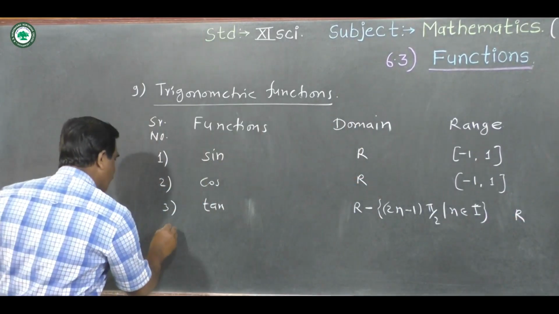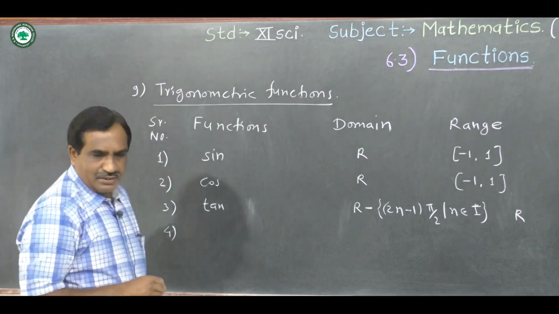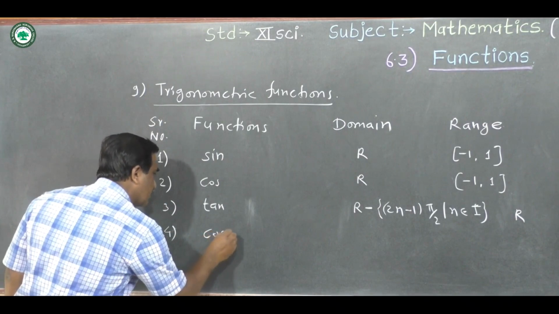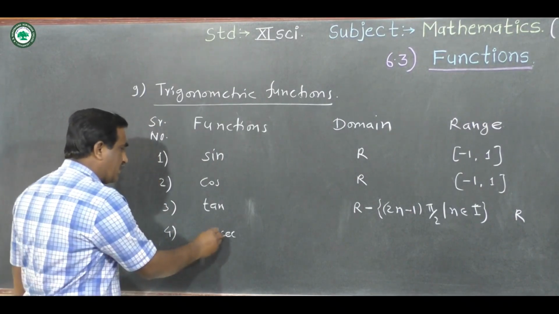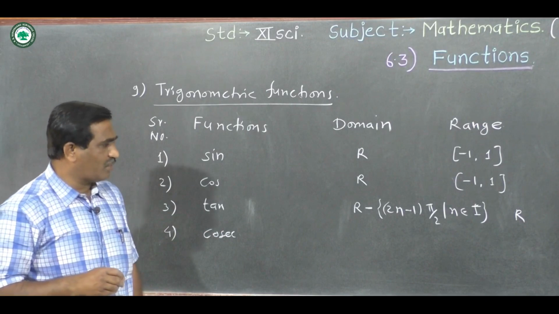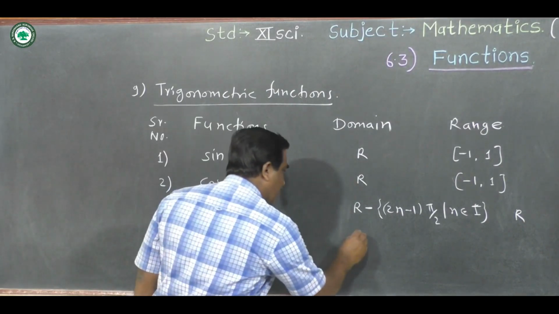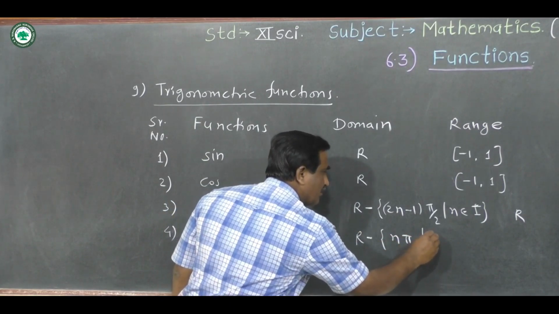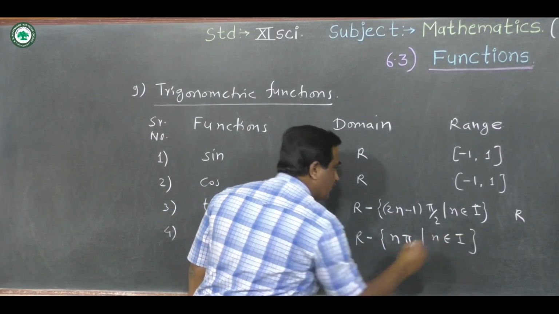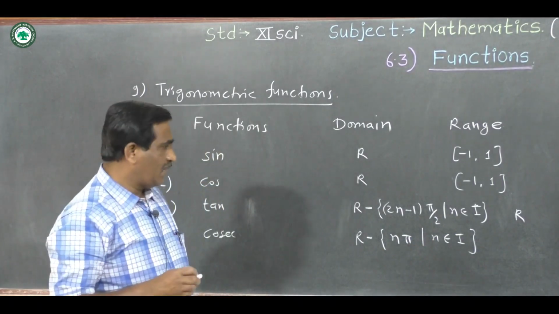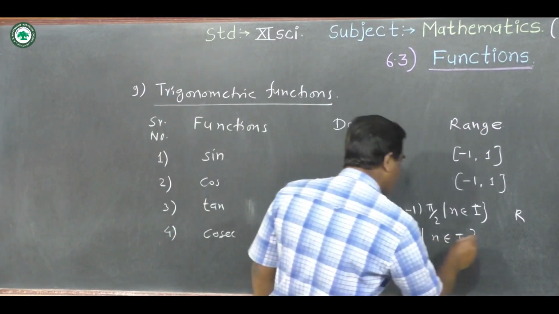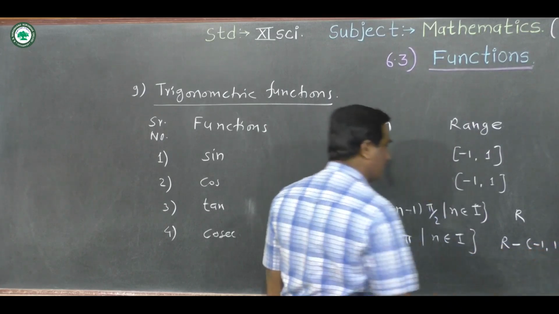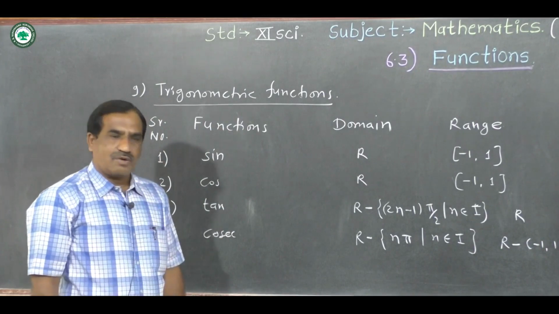Okay, next function is number 4. We can consider the fourth function is cosecant, that is cosec. The domain for this function, we can write here, R minus, in curly bracket, n pi, such that n belongs to I, and the range for this function is R minus, in bracket, -1 to 1. R means the set of real numbers.